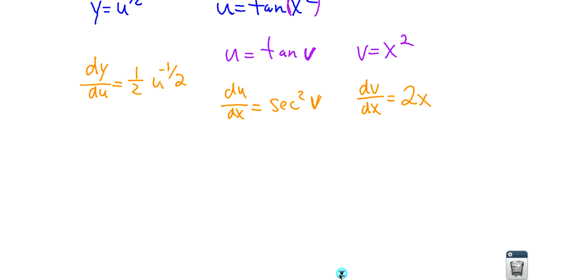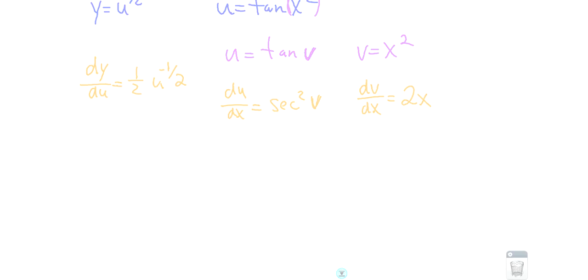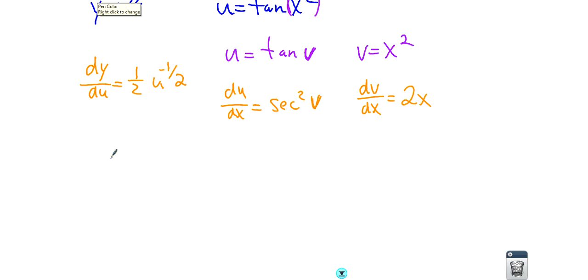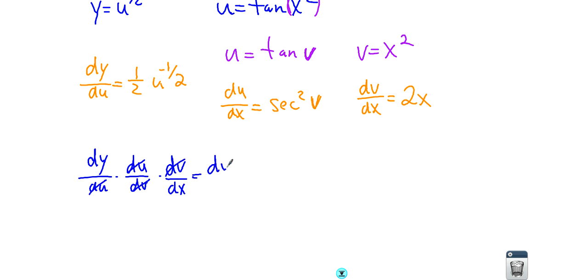And basically, now we just multiply them. We multiply all three. Okay? So dy over du times du over dv times dv over dx. This and this divide out, this and this divide out, which leaves us still with dy over dx, which is 1/2 u to the negative 1/2 power times secant squared v times 2x.